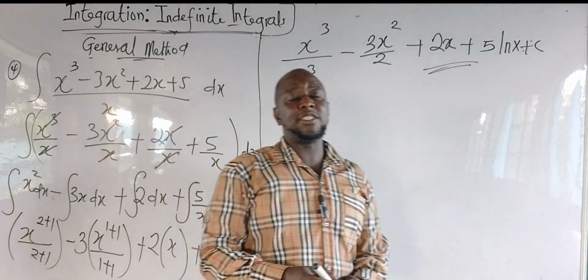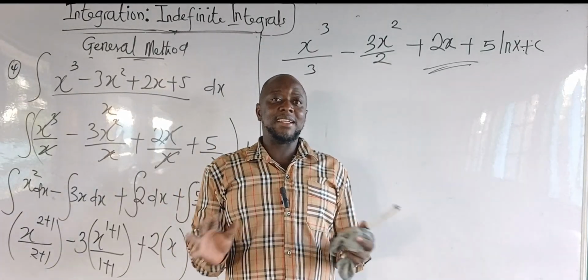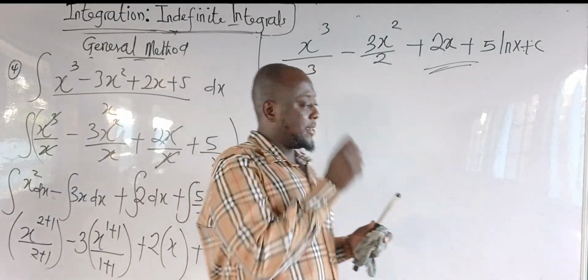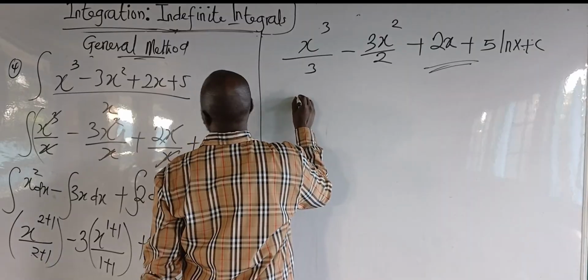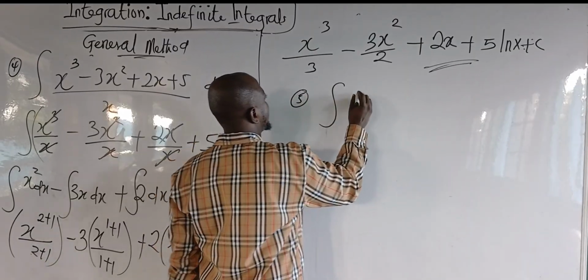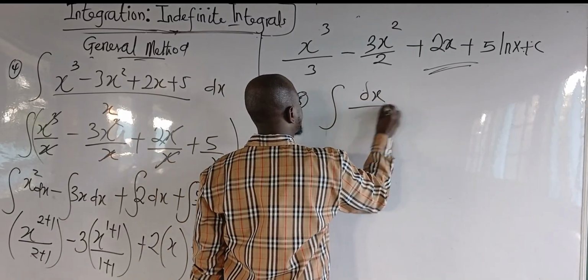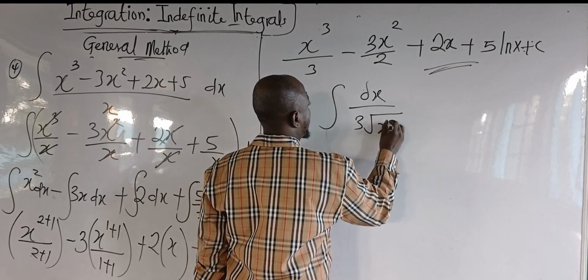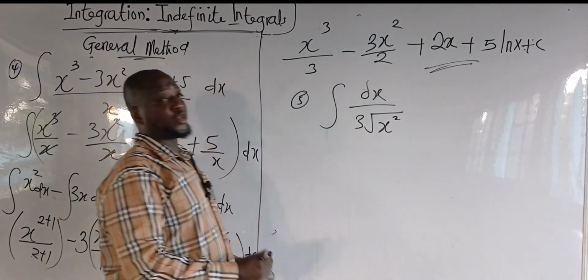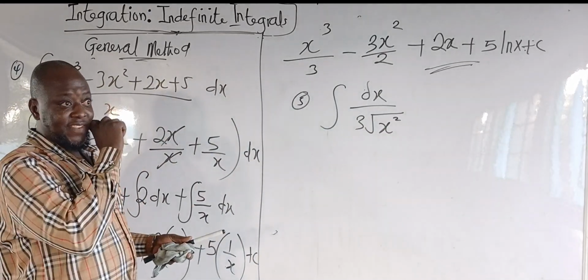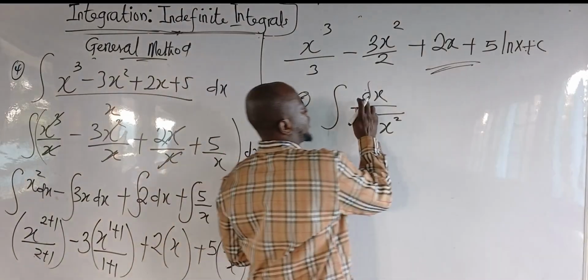So this is how it's done. It's very simple. It's a very simple, straight and direct thing. So number 5 here, we're asked to do this. So the x, 3 root x squared. I want to do this. First thing is first. Look at this question.